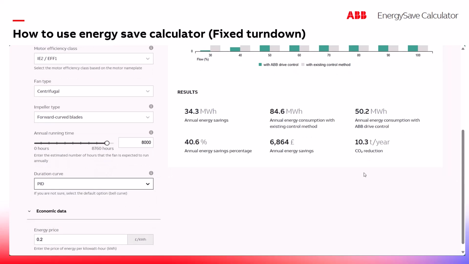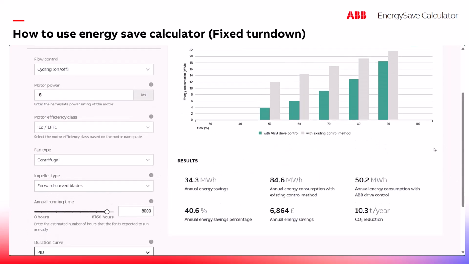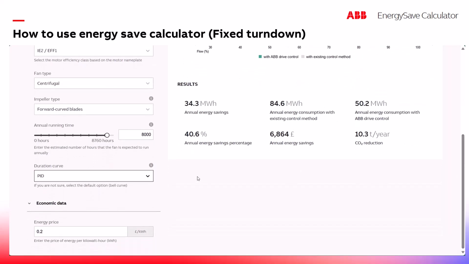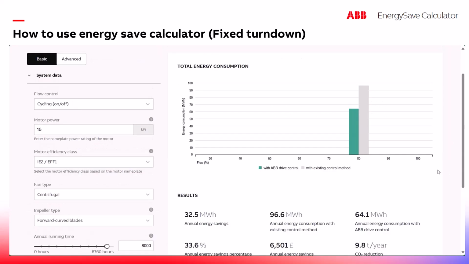You've got PID, which obviously if you're looking to fit an airflow sensor or pressure sensor somewhere and you can operate off that, it's going to be the most accurate control and you're going to see the most savings. And the last one is 80% flow, which is a specific turn down.